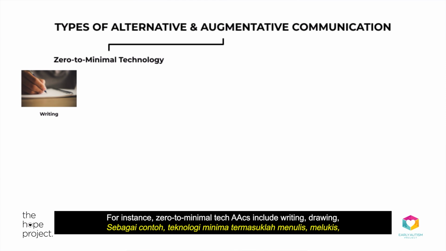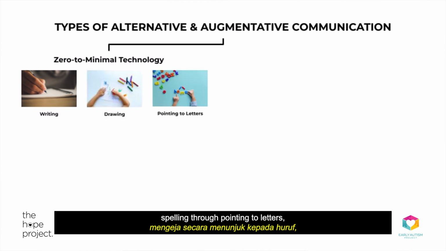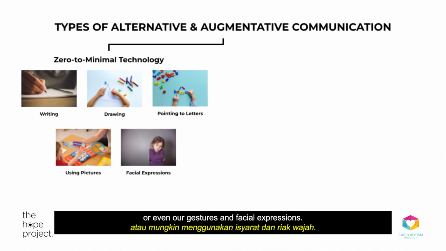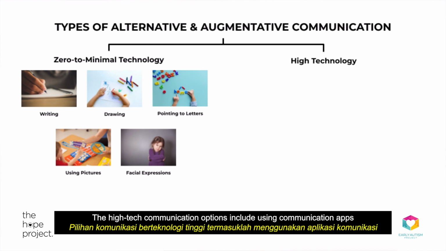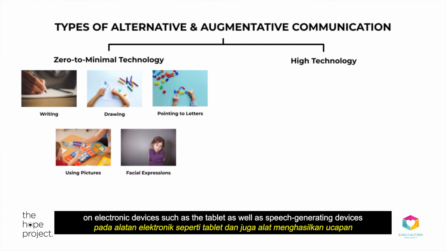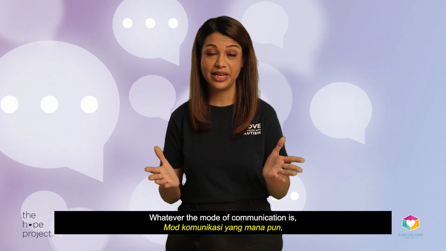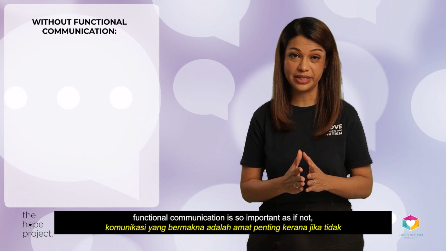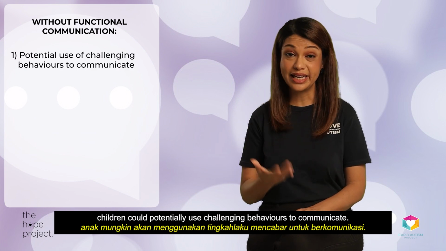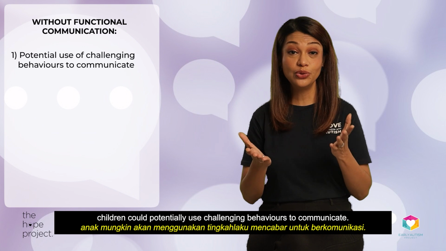For instance, 0 to minimal tech AACs include writing, drawing, spelling through pointing to letters, using printed words or pictures, or even our gestures and facial expressions. The high-tech communication options include using communication apps on electronic devices such as the tablet, as well as speech-generating devices or software on computers. Whatever the mode of communication is, functional communication is so important, as if not, children could potentially use challenging behaviors to communicate.